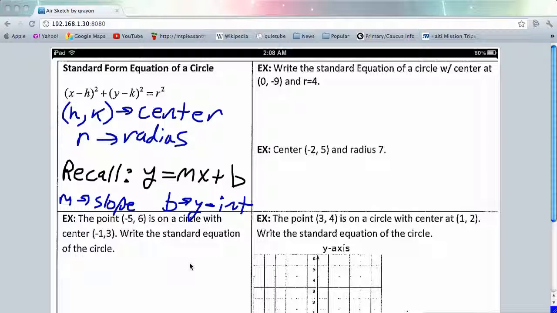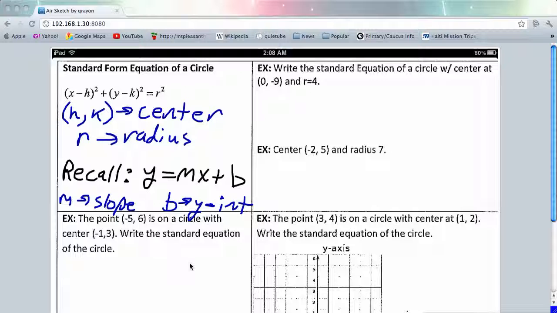Okay, so let's do an example of this. What I want you to be very, very careful of are these negatives in the equation. It's x minus h squared plus y minus k quantity squared equals r squared. Those minuses are really important. We'll see how they work in the first example.